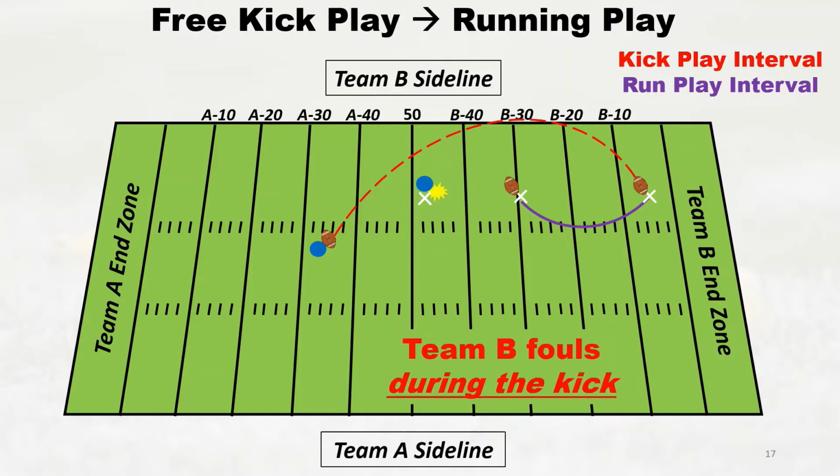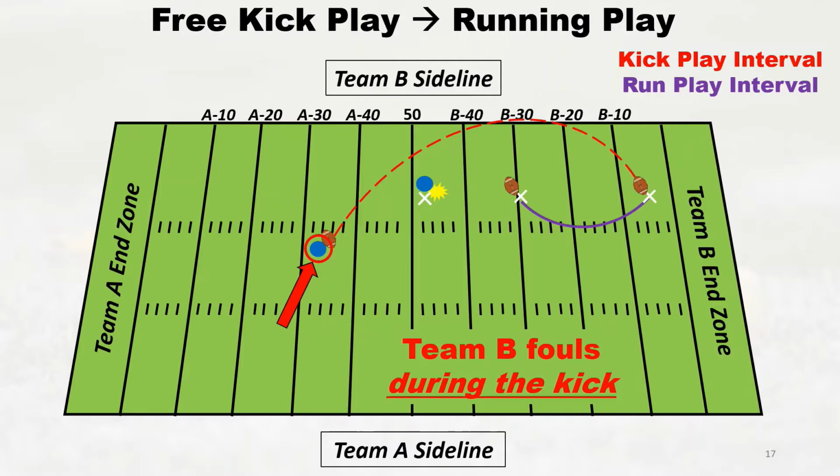So let's understand a crucial piece of language that was in that rules question, and that is Team B fouls during the kick. So this is during the kick play interval, during the segment of the down where the ball was sailing through the air. So that leads us into kick play enforcement, free kick play enforcement to be specific. And we need to use our hopper or our bin that drives us into enforcing fouls during the kick. So we need to understand that when Team B commits a foul during the kick, it is enforced at the previous spot.